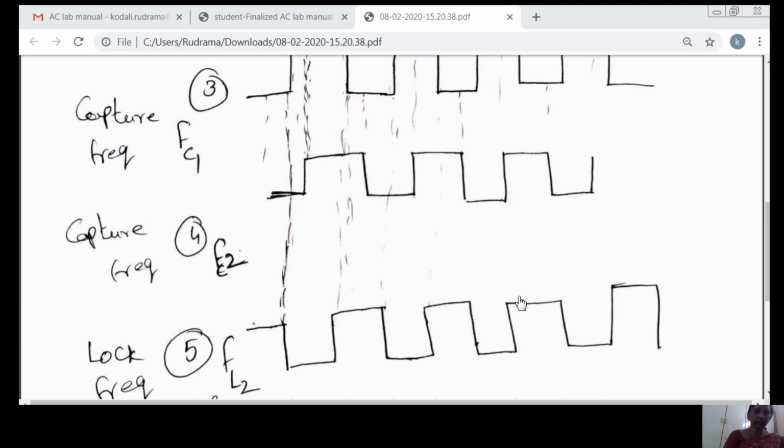This is the PLL measurement. You have to go through this procedure and estimate the lock frequency and capture frequency with the PLL. This is a very important and basic building block in the frequency modulation system.